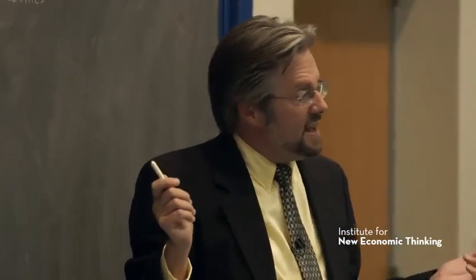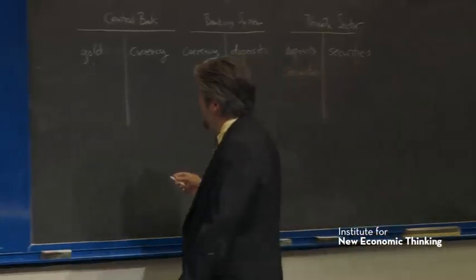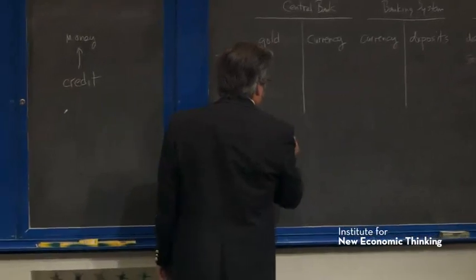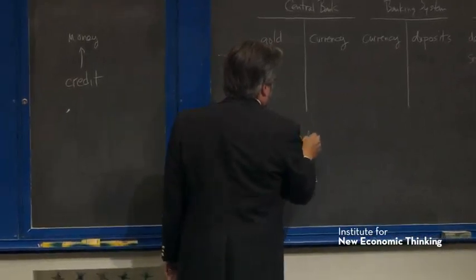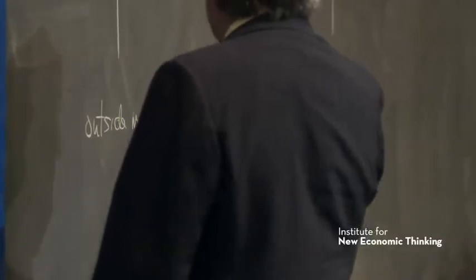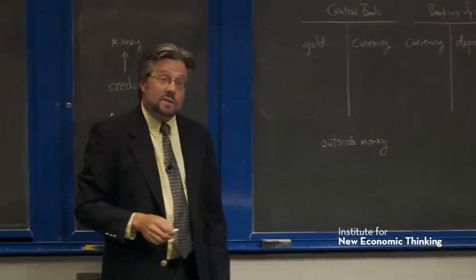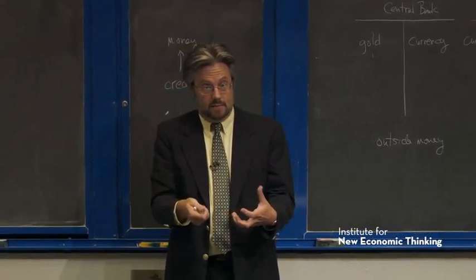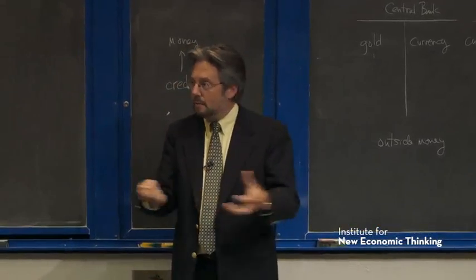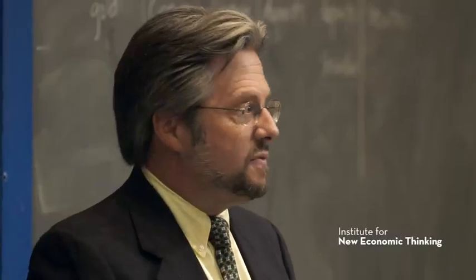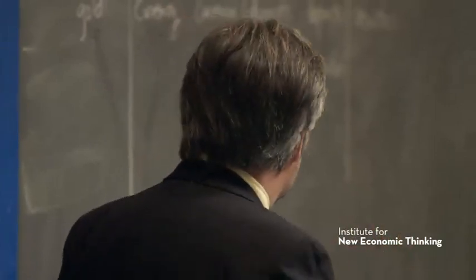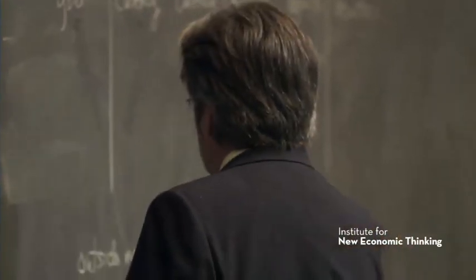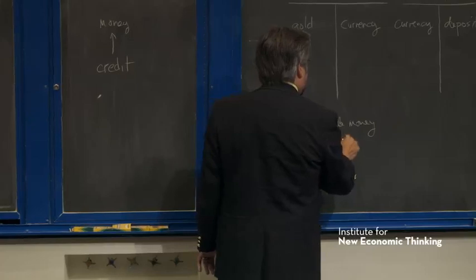Why is that important? This is the difference between inside money and outside money. Outside money is an asset that is no one's liability. Gold is an asset that is no one's liability. It's a piece of gold metal. It's not a form of credit at all. Everything else is credit. Inside money is some form of credit.